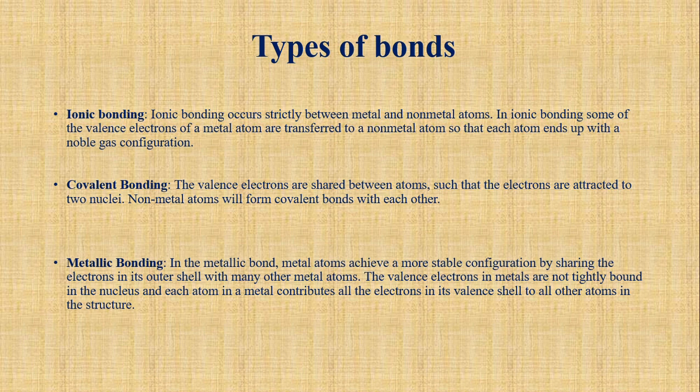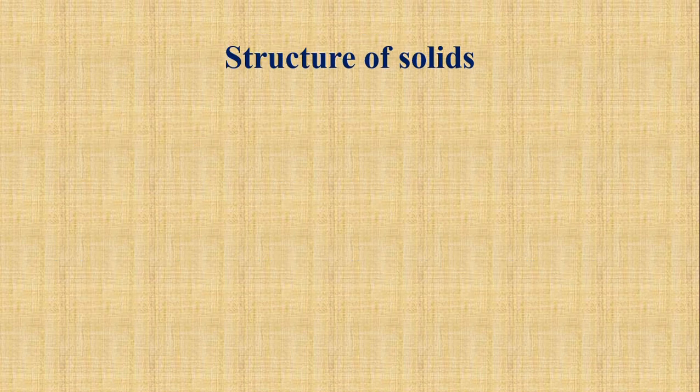Metallic bonding. In the metallic bond, metal atoms achieve a more stable configuration by sharing the electrons in its outer shell with many other metal atoms. The valence electrons in metal are not tightly bound to the nucleus, and each atom in metal contributes all the electrons in its valence shell to all other atoms in the structure.